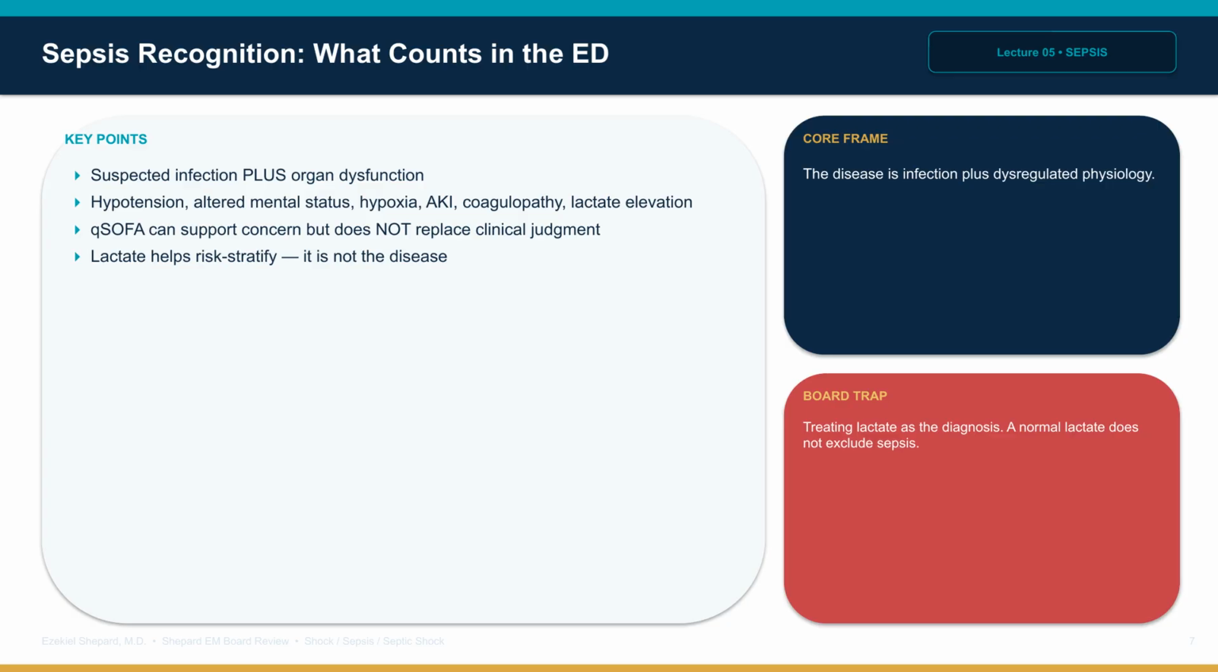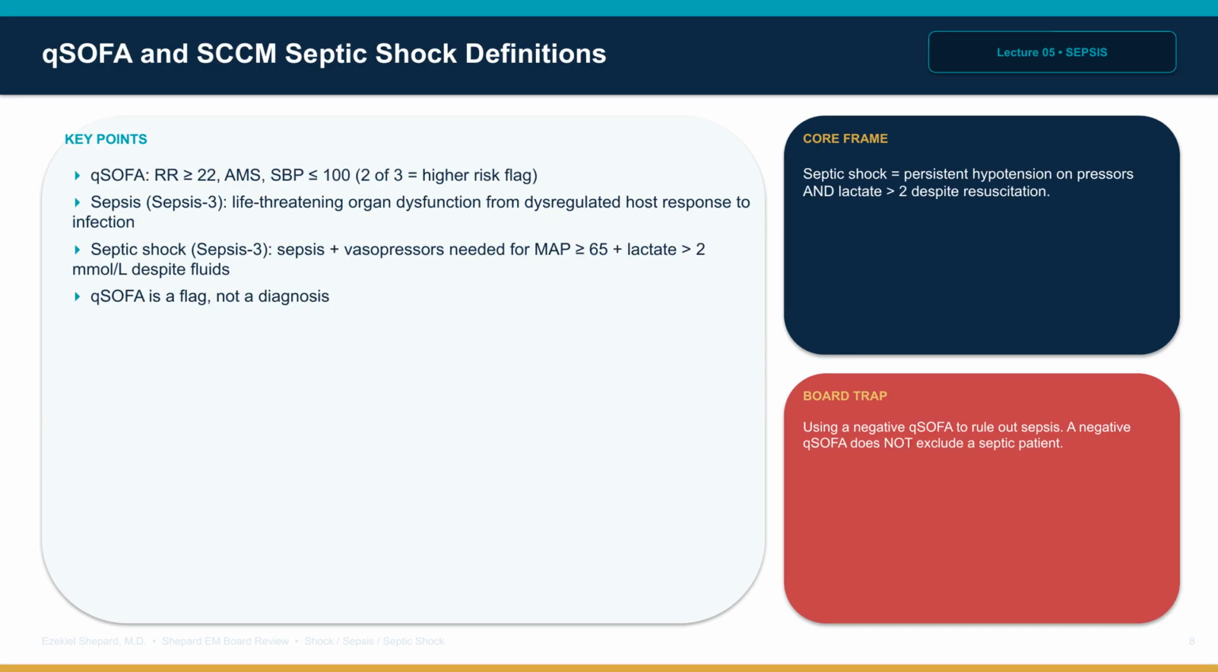Lactate helps risk stratify, but lactate is not the disease. The disease is infection plus dysregulated physiology. The definitions matter because they map to treatment urgency.